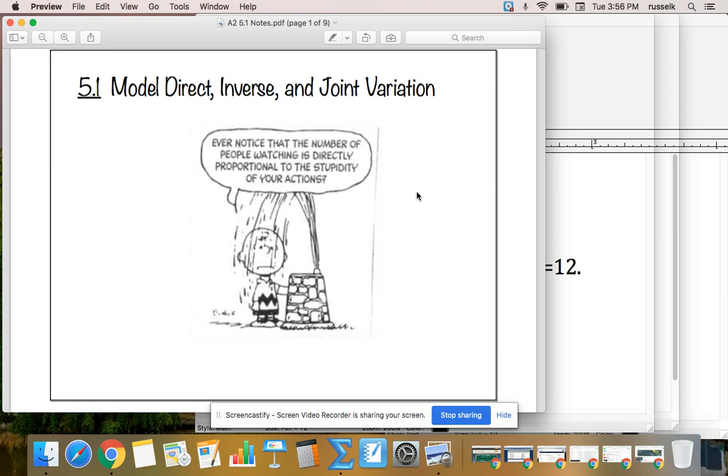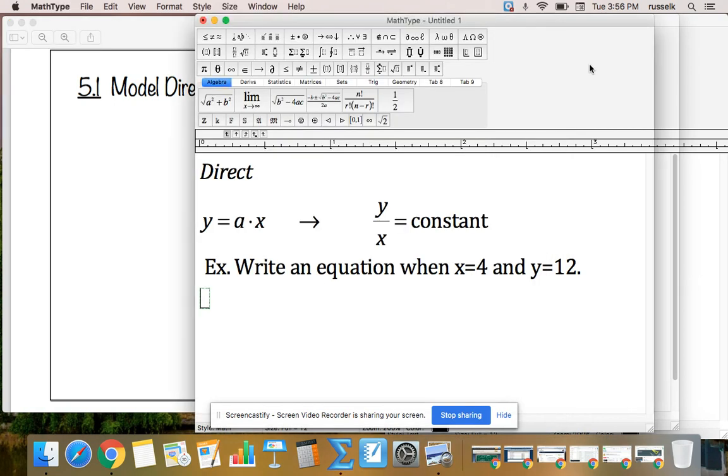Today we are going to talk about direct and inverse variation. If you haven't taken notes yet, please stop the video, go back and take the notes, and then come back to join us.